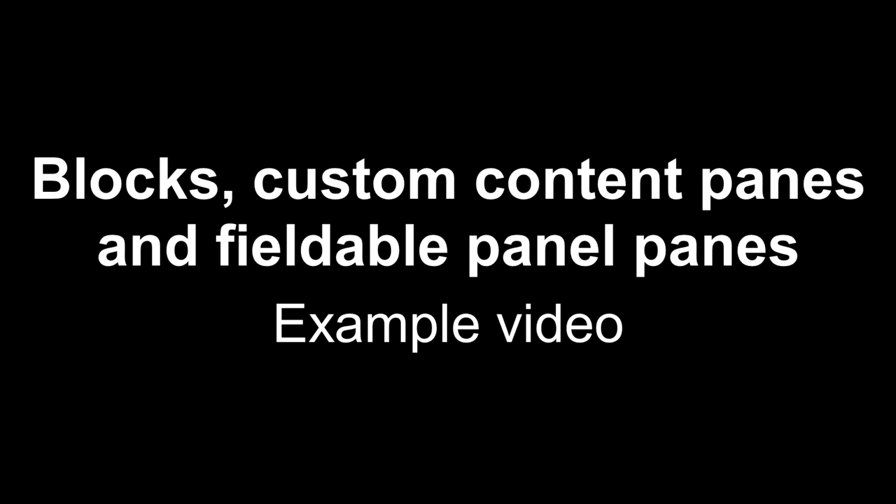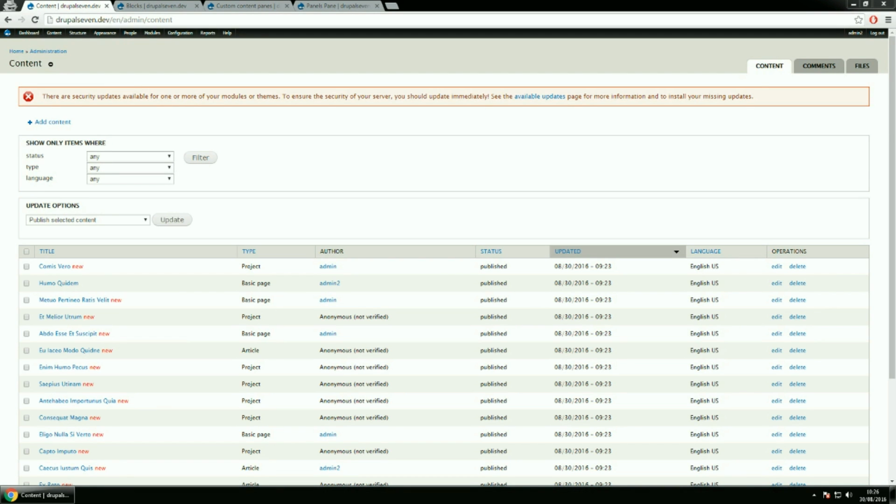Hello guys! I was asked to make an example video for my previous lesson about blocks, custom content panes and fieldable panel panes. You'll find the URL to it in this video's description. I have here a list of recently generated content with the help of the Drupal modules generate content page. They're of all types. Let's open a project, a basic page and an article.